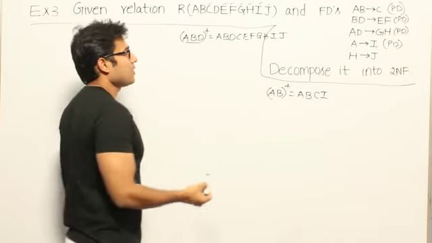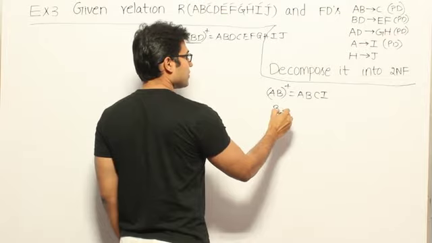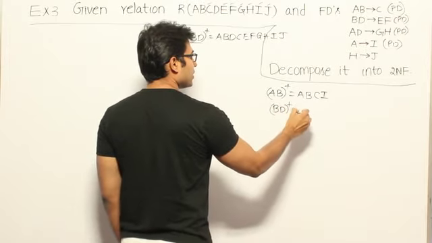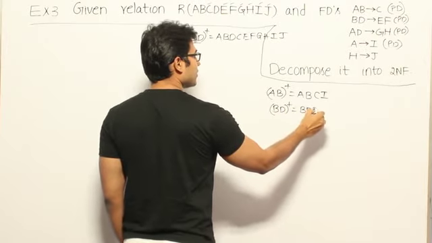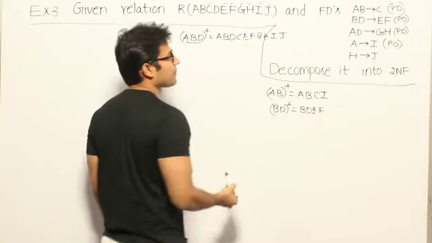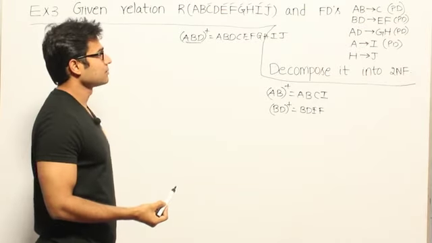Okay, and now BD plus. If I try to find BD plus, I am going to get BD, and because of BD I am going to get EC, EF. That's it.